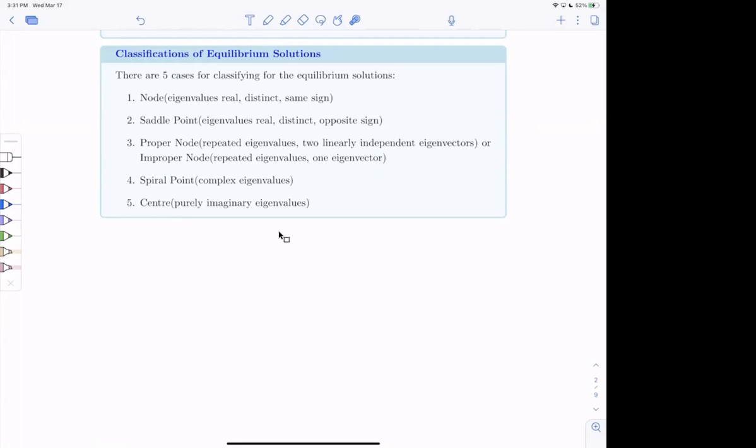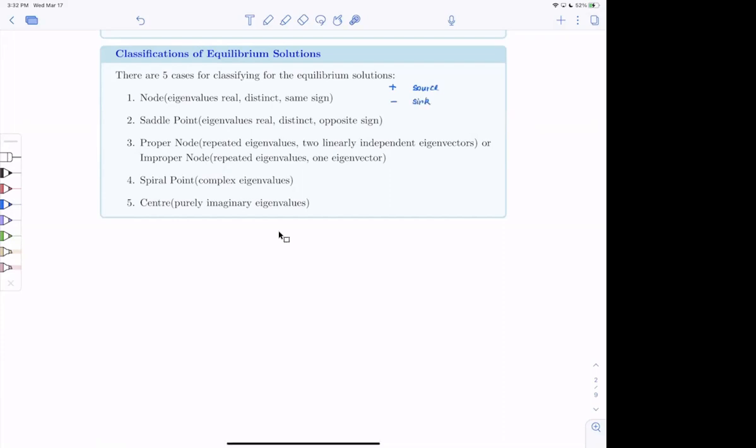The first one is when your eigenvalues are real, distinct, and have the same sign. Same sign means they are either both positive or both negative. That's called a node, and depending on whether your sign is both positive or both negative: if it's positive, it's called a nodal source. If it's negative, it's called a nodal sink. So positive is source and negative means sink.